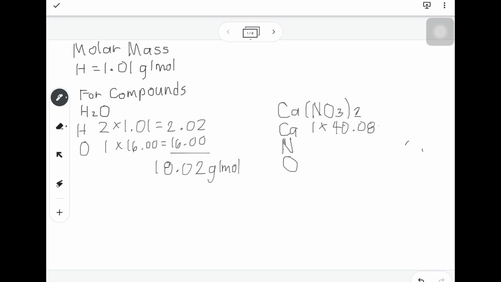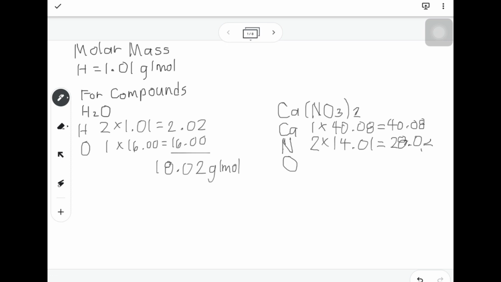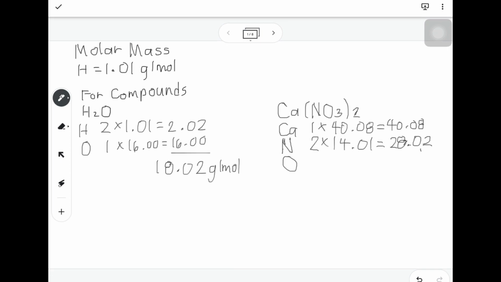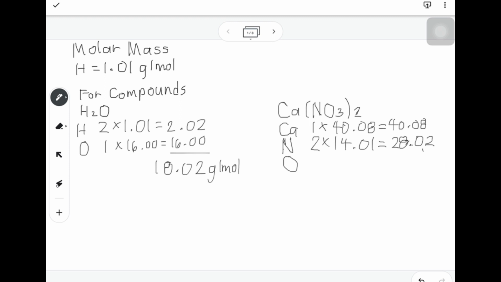For another example, we have calcium nitrate, Ca(NO3)2. So we need to get the individual elements in this compound. We have calcium, of which there's only 1, and its atomic mass is 40.08. So we have 40.08. And for nitrogen, since this is inside the parenthesis, you need to multiply it by the number outside the parenthesis, which is 2. So we have 2 nitrogen in this compound. So we multiply 2 times 14.01, which is the atomic mass of nitrogen, which results in 28.02.